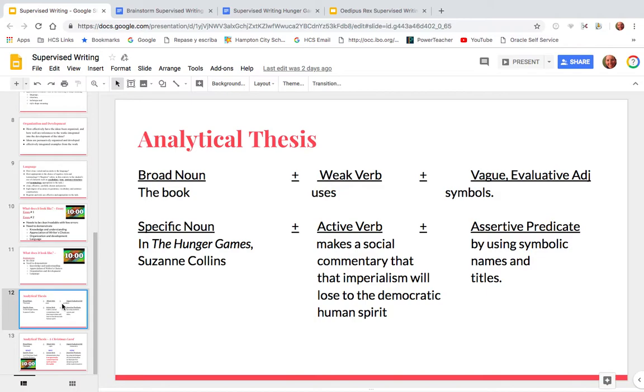And lastly, let's talk about your analytical thesis. We talked about it last week. This is the format that I gave you, where you should have the specific noun, like in The Hunger Games, Suzanne Collins, with the active verb, makes a social commentary that imperialism will lose the democratic human spirit, and then have an assertive predicate by using symbolic names and titles. So here you have the what, the why, and the how.